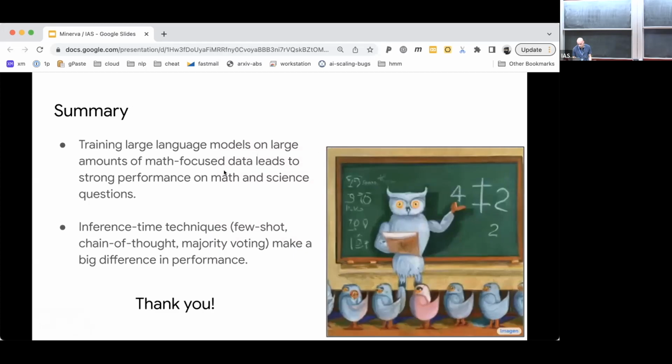All right, so the takeaway is pretty simple. If you scale up these models and show them lots of math data, they get good at math. The other lesson is that these inference time techniques like chain of thought prompting and majority voting boost performance by a lot, which means that we also don't really understand the full capabilities of these models that we train. Thank you.